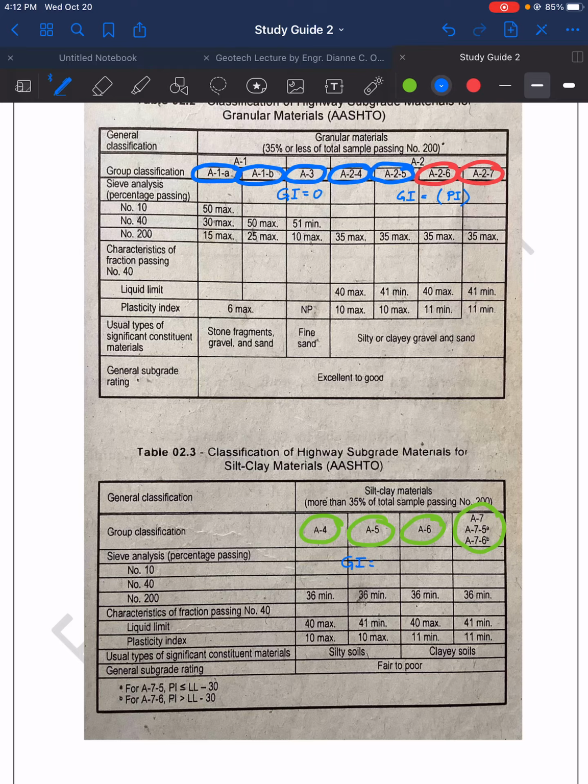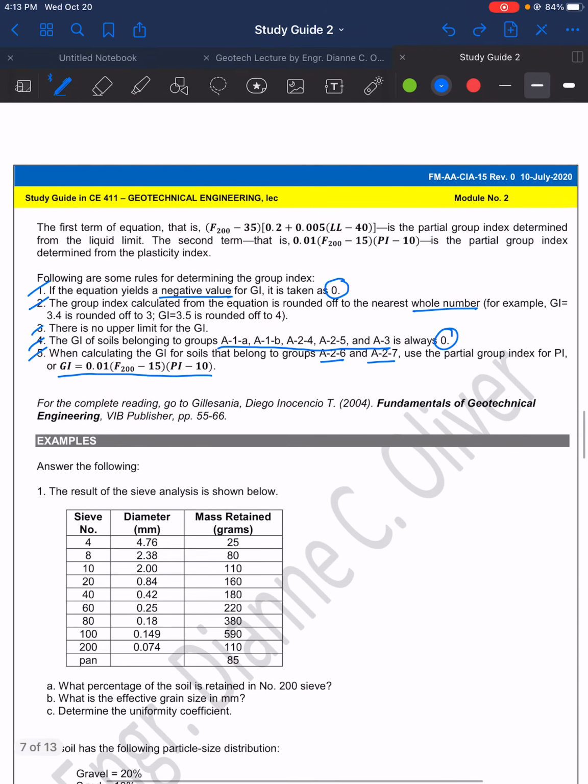Or the two-term formula for the GI. Okay? Again, use GI is equal to 0 here. Partial GI, considering the plasticity index. And here we have GI as a whole. Okay. Right? So, for complete reading, read our textbook here.